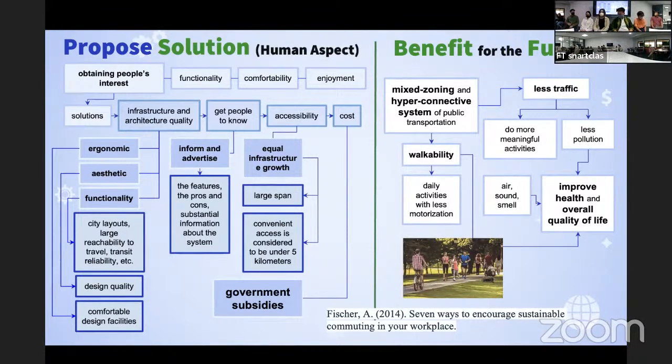And secondly, people can also do more meaningful things because they have more time. Because there's less traffic, perhaps it can improve the overall development of the country and increase productivity. So overall, it can also improve the health and overall quality of life.